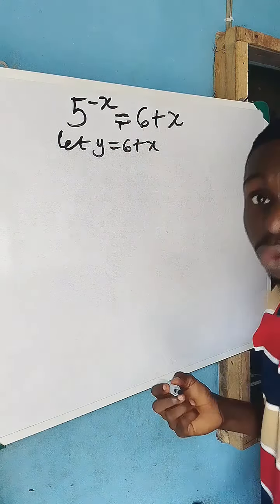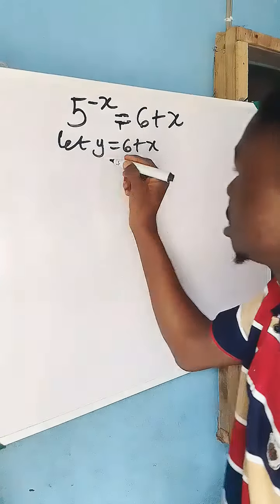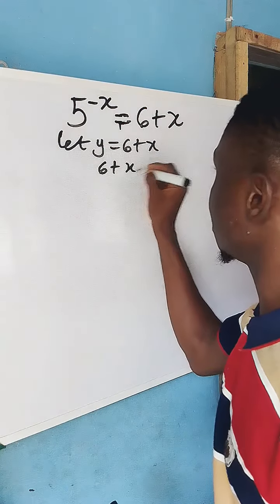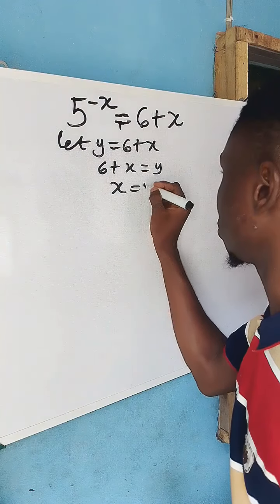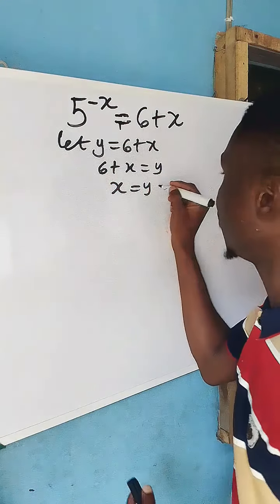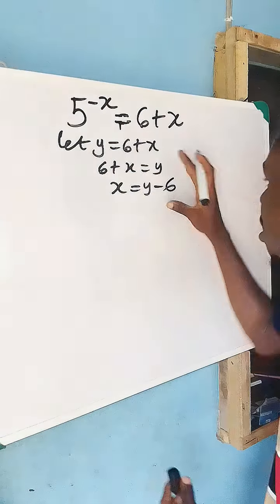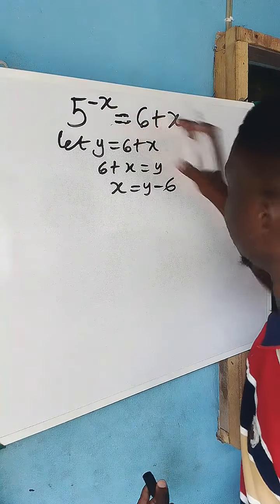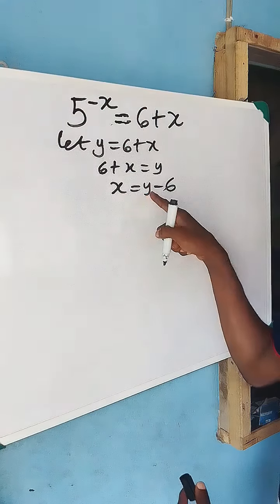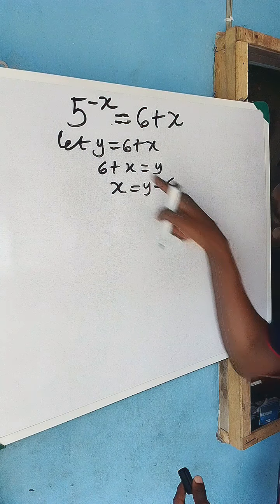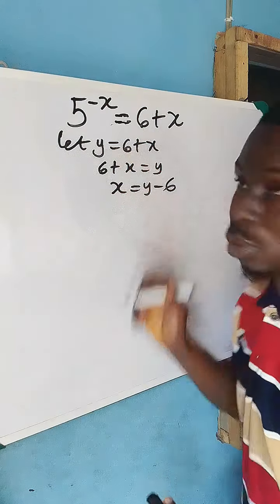So if y is equal to 6 plus x, what is x? So let's say that 6 plus x is equal to y, right? So that we are going to have x is equal to y. When plus crosses, we're going to have minus 6. So y is this. So what we are going to do is replace this in the given equation above and see what we are going to have. So our x is y minus 6. We have our x here. 6 plus x here is y.